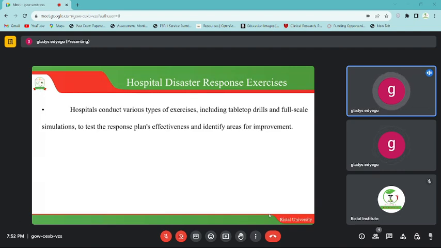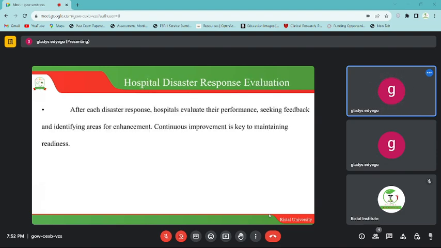So it's just a way of training people in relation to this. So it is like an exercise where people just try to simulate. Simulate is like demonstrating the real situation. In case it occurs, what should we do?